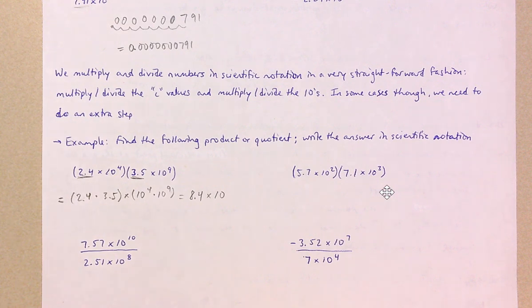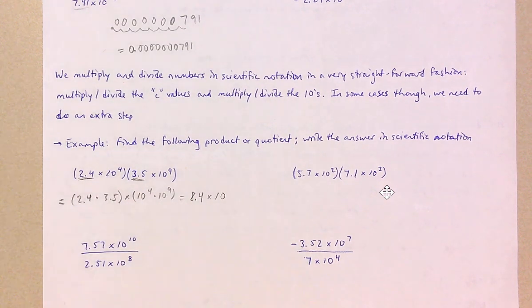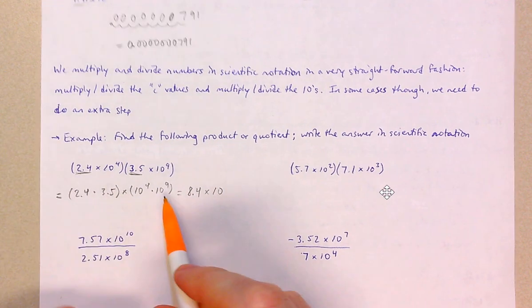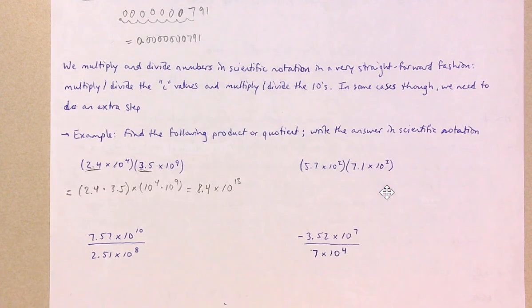We have that product rule for exponents. I'm taking the product of two exponential expressions where the bases are the same, so I'm going to add their powers, and that sum becomes my new power, and 4 plus 9 is equal to 13.